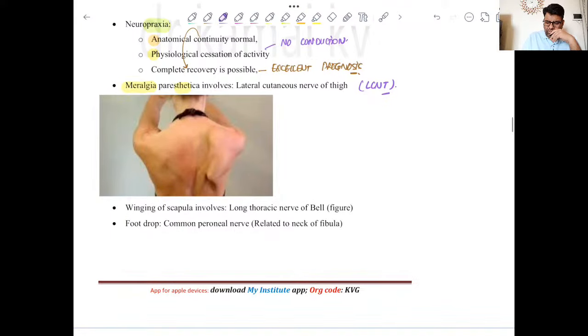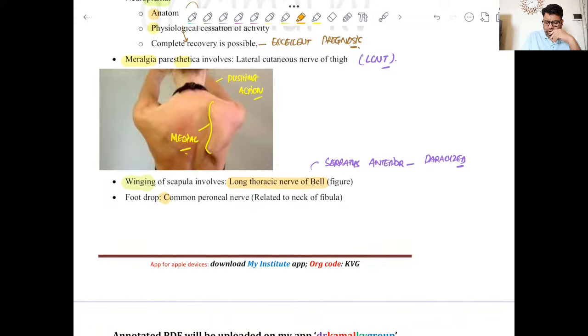And this image is winging of scapula, where you can see that the medial border becomes prominent. Medial border of scapula becomes prominent on pushing action against the wall usually, and this is because of paralysis of serratus anterior, which is supplied by long thoracic nerve of Bell. So here serratus anterior is paralyzed. Clear? Then foot drop, it is usually because of common peroneal nerve palsy.